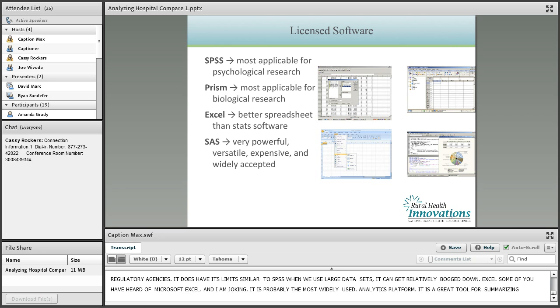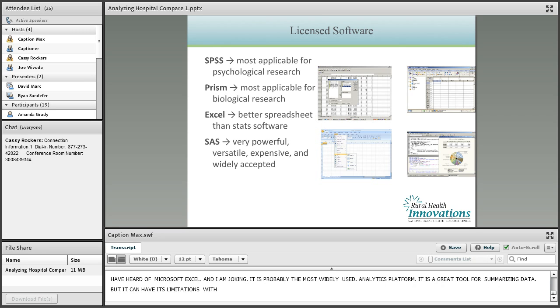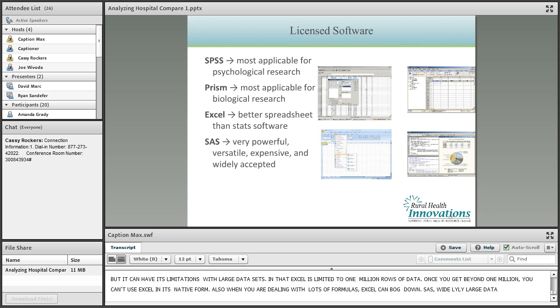Let's cover licensed software first. There are a lot of options. You could consider looking at SPSS, which is a data analytics platform that's really applicable for psychological research. That's how it was designed. It's for that field, but it is being used by many healthcare organizations. It's a point-and-click interface that really helps to facilitate more of a statistical analysis using inferential statistics of your data. However, it tends to be a little slow at times when you get to very large data sets.